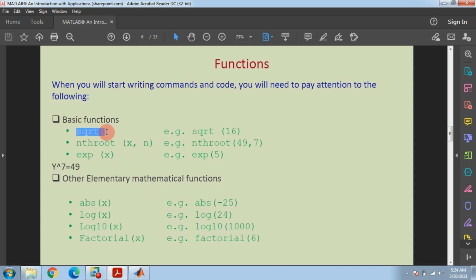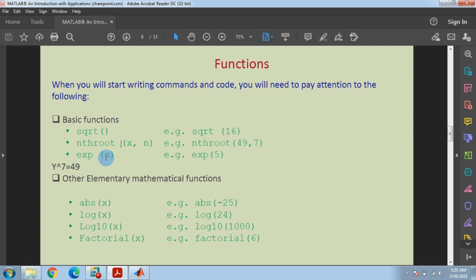So the square root function is written like this in the Matlab, sqrt, and then in the parentheses you'd provide the value that you want to take the square root of. So for example, if you write the square root of 16, it will give you the square root of this number 16, which is 4. The next one is the nth root. So the nth root takes the nth root of a number. So suppose that if you take the 7th root of 49, you'd get the result accordingly.